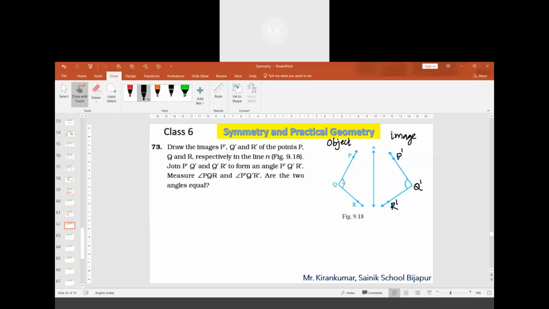Suppose if you are measuring this angle, we get some angle, say 70 degree. What will be the measure of this angle? 70 degree only. So angle PQR will be equal to angle P dash Q dash R dash.